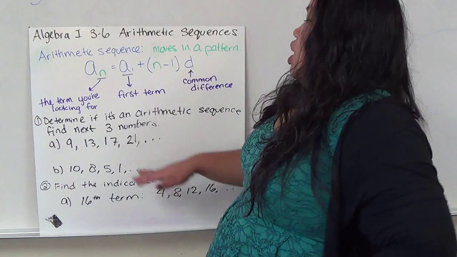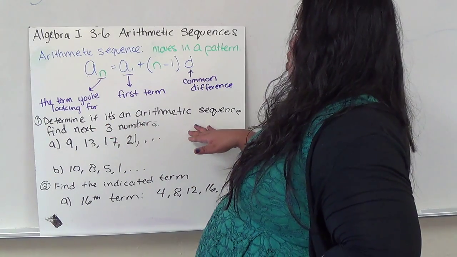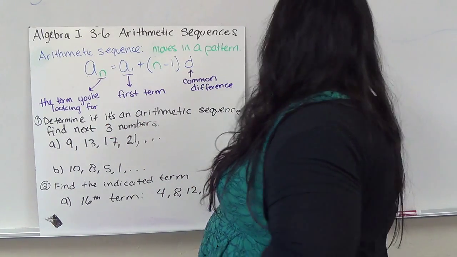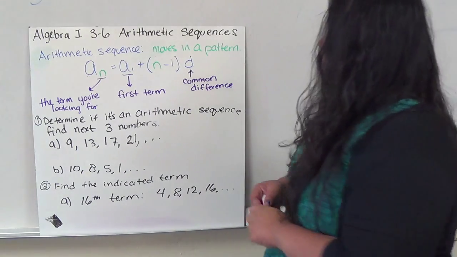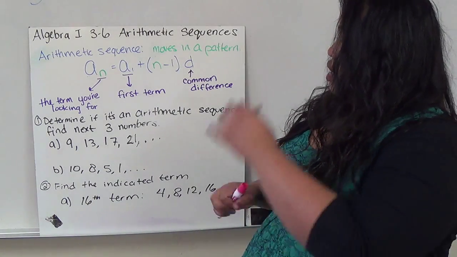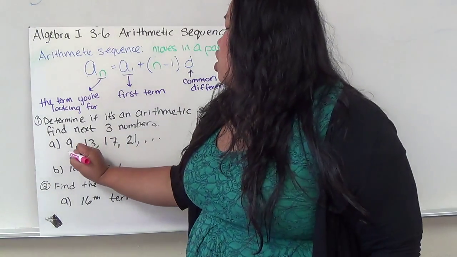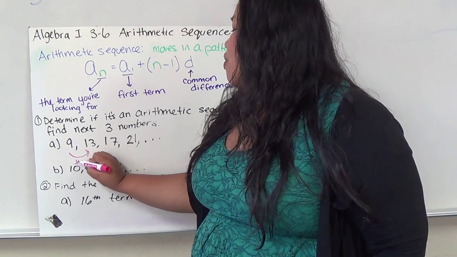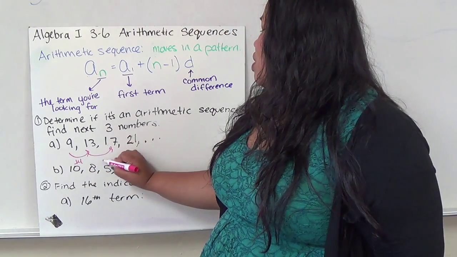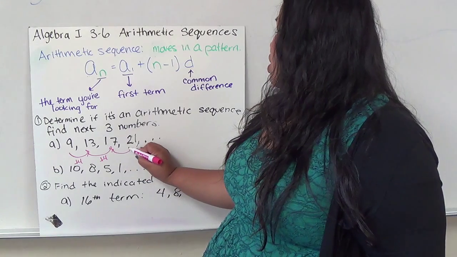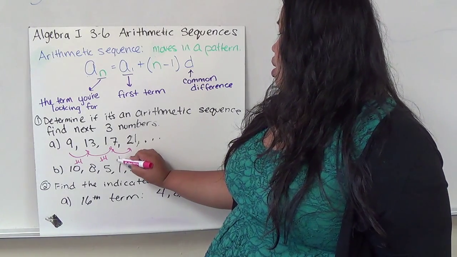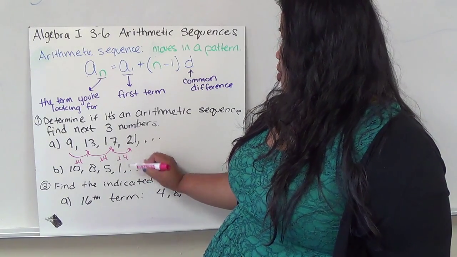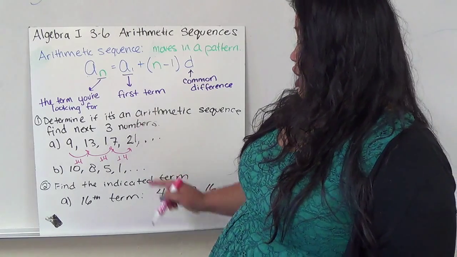So, to determine if it's an arithmetic sequence, let's find the next three numbers. So, first I have to determine if it's an arithmetic sequence. So basically, in order to go from 9 to 13, I have to add 4. From 13 to 17, I add 4. 17 to 21, I add 4. Yes. So yes, it's an arithmetic sequence.